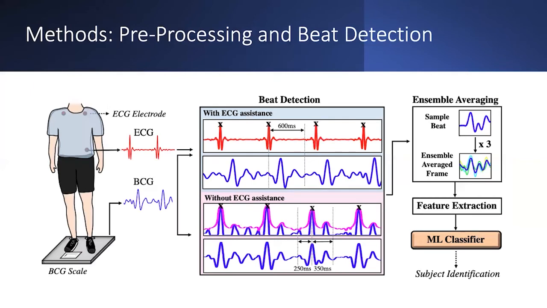So let me briefly talk about our preprocessing and beat detection pipeline. First, of course, the signals were filtered, and following that, we proposed two options for beat detection, one with ECG assistance and another one without ECG assistance. For the ECG-assisted version, R peaks were detected on the ECG signal, and the BCG signal was segmented into beats using these R peak locations.